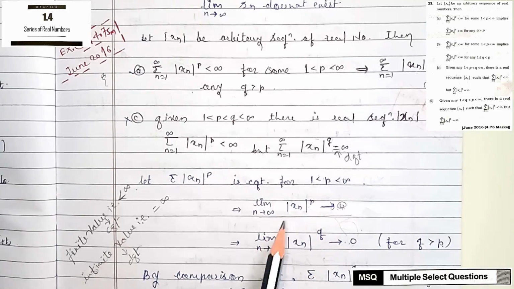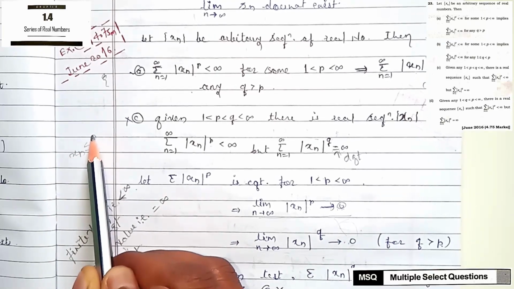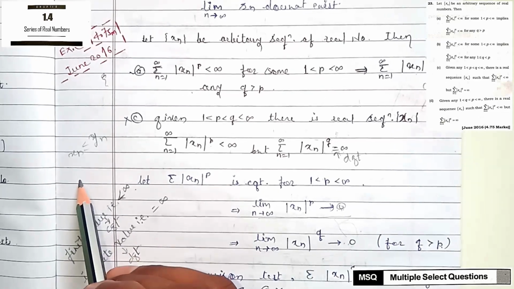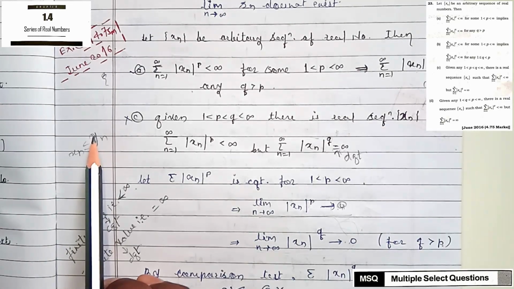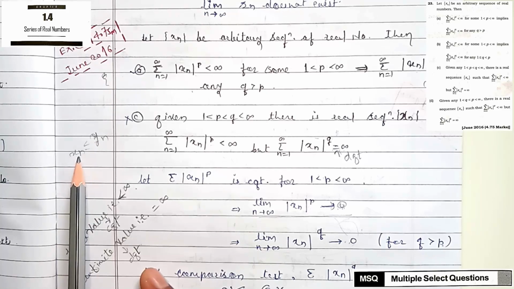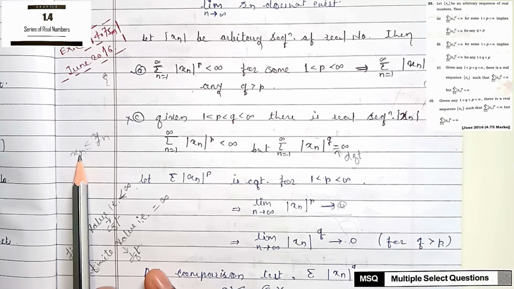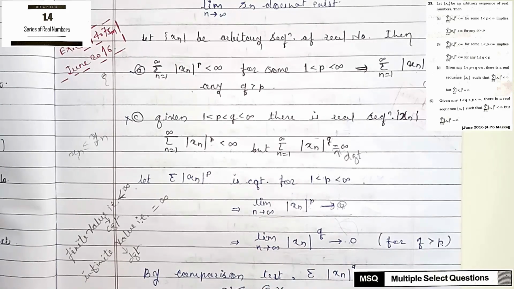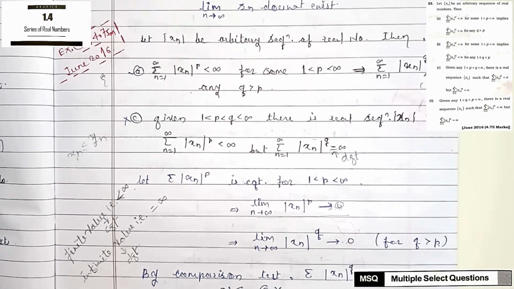And by the comparison test, if we have sequences xn less than or equal to yn, let me first explain the comparison test, then we'll go to this option. The comparison test says that if yn is convergent, then xn is convergent. If xn is divergent, this implies yn is divergent. This is the condition for the convergence comparison test. It is very easy, nothing is difficult over there.